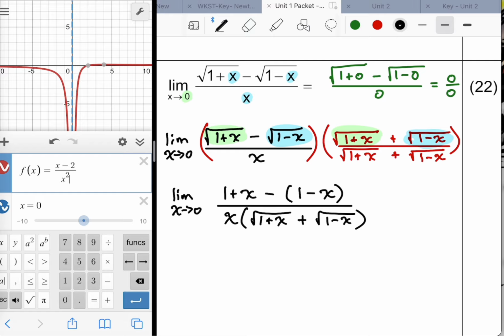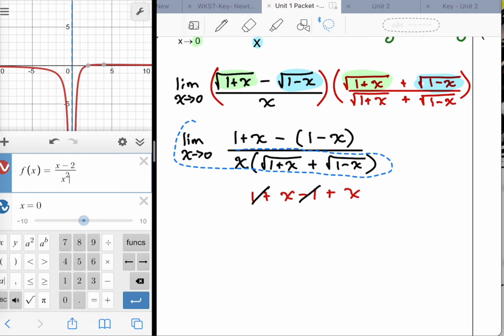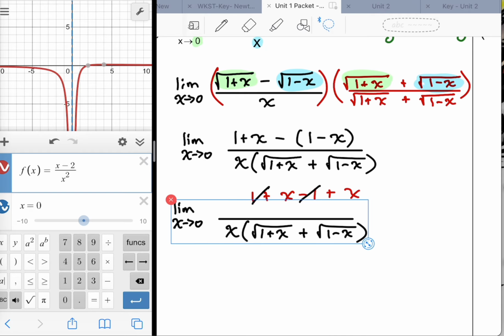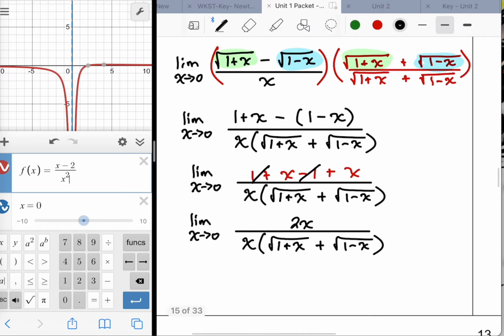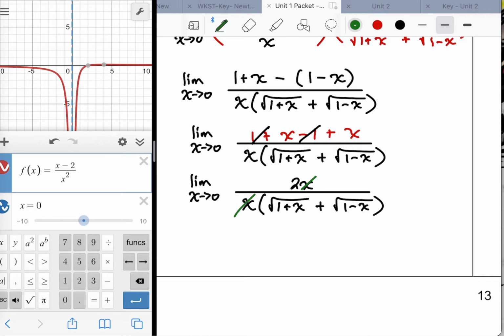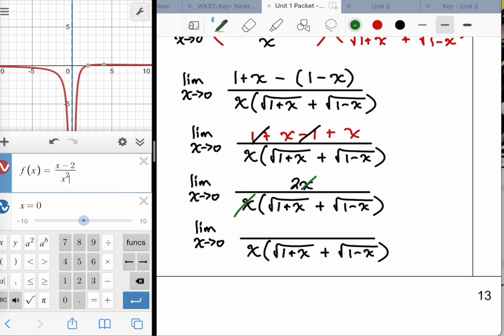All right. When you distribute the top, things should cancel. So we're looking at 1 plus x minus 1 plus x. The 1 and the negative 1 will cancel away. Everything else is going to stay put for a sec. But you'll be left with just a 2x on the top. The x's will cancel. Boom and shakalaka. 1 minus 1. The conventional cancellation.